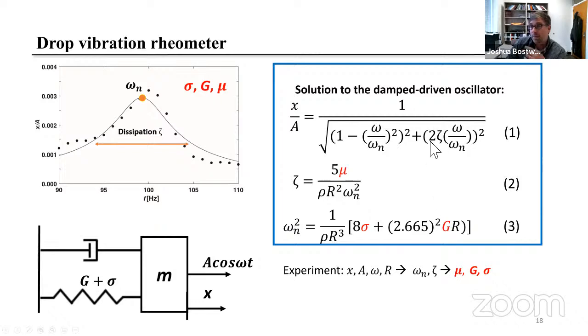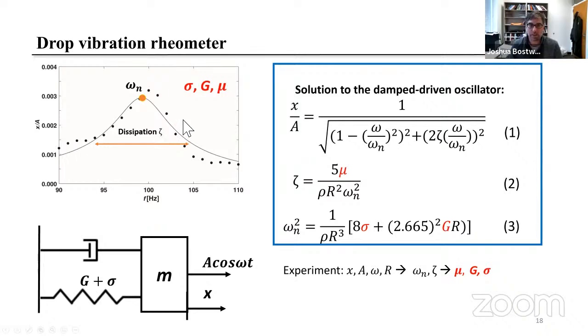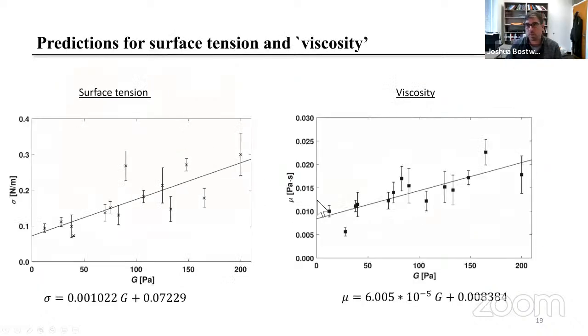The same thing is true for this zeta. This is like the bandwidth. We put in the physics of viscosity or dissipation. And what we can do is take this experimental curve and take these parameters, mu, sigma, and G, as fit parameters. It'll fit the experiment to the curve. And the result is what we get here.